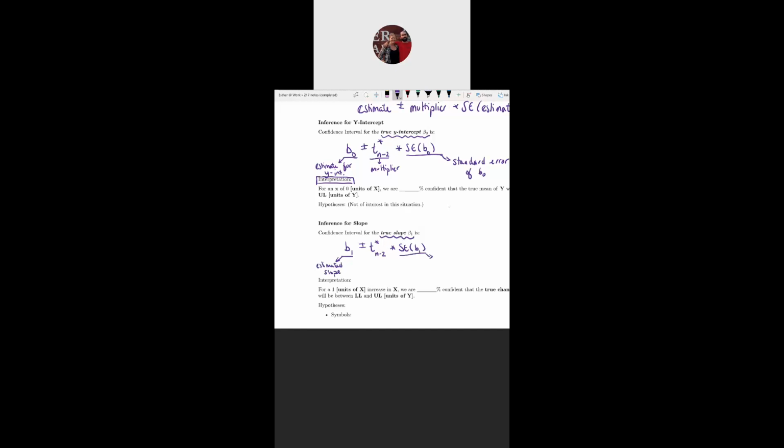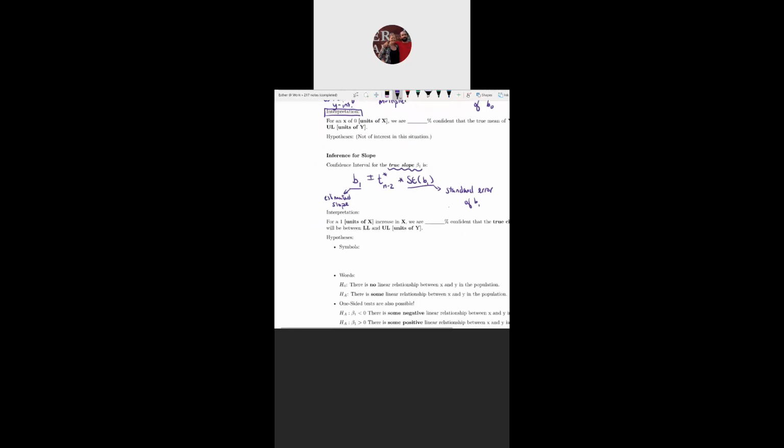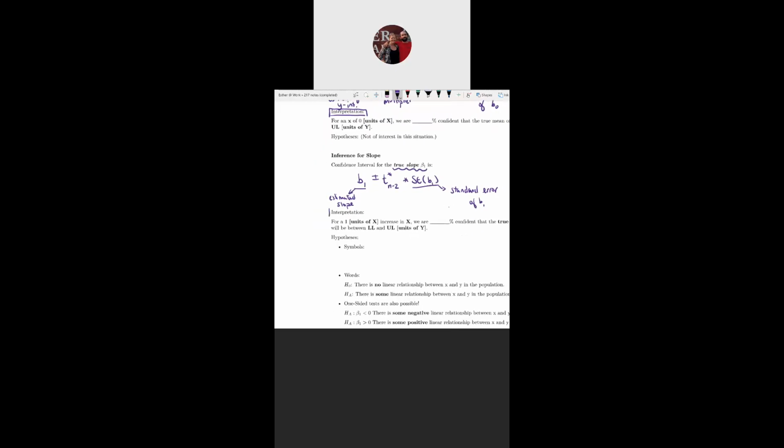T-star multiplier we've already talked about, and this is our standard error associated with our slope coefficient. Okay, now our interpretation. Remember that slope is referring to a rate of change, so how much we estimate the response is going to change when we change x by 1 unit. So that's reflected in this interpretation.